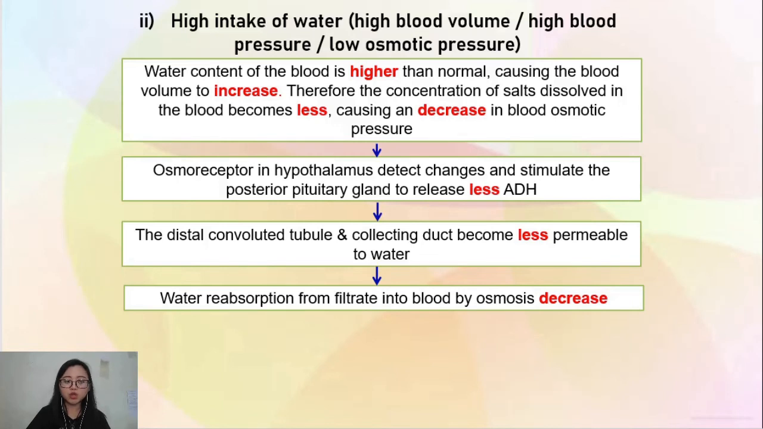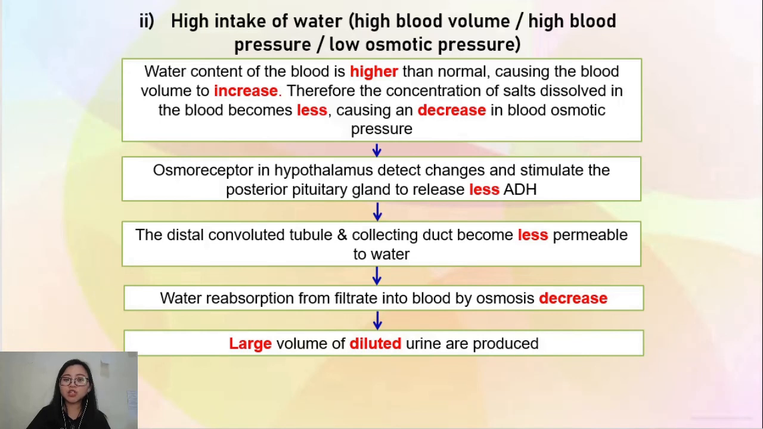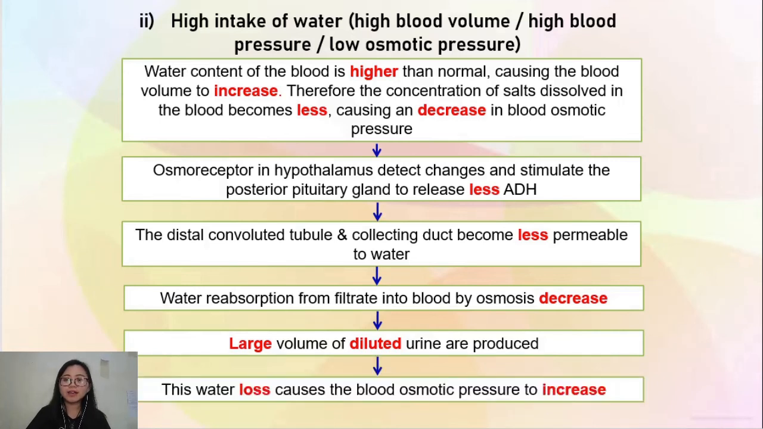So water reabsorption from the filtrate into blood by osmosis decrease. Water reabsorption kurang. And large volume of diluted urine are produced. Kencing kita semakin banyak dan semakin cair. This water loss causes the blood osmotic pressure to increase. Sekarang lebih banyak air disingkirkan daripada badan, blood osmotic pressure balik kepada normal. Tingkat balik kepada normal. So that is it. It's kind of just a bit reverse of the other one.